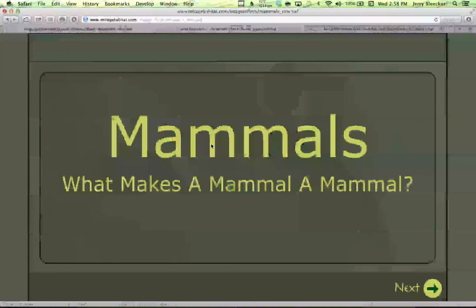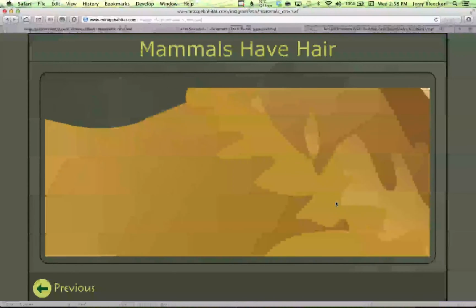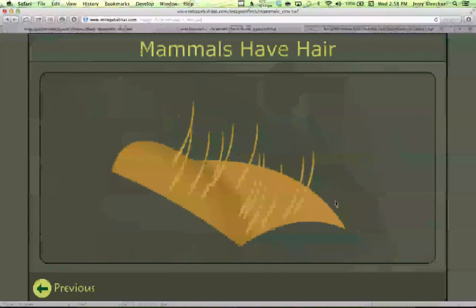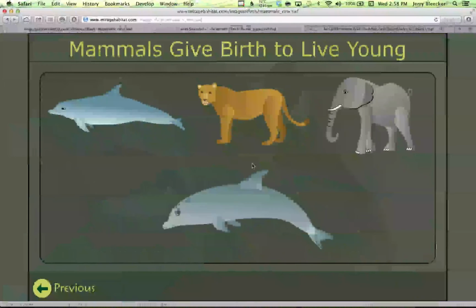Neat little animation here. I wanted to show you what makes a mammal a mammal. It's kind of kid-like, but it's fun. First of all, they have to have hair at some point in their life. Now, it's obvious humans have hair, lions have hair, tigers have hair. Now, check this out. Hair on the rostrum of dolphins when they're first born. They have hair follicles, but having hair in the water would be terrible for cetaceans. That's what we call dolphins and whales and things like that. It would slow them down, and it's gone by the time they're born. So they have that characteristic.